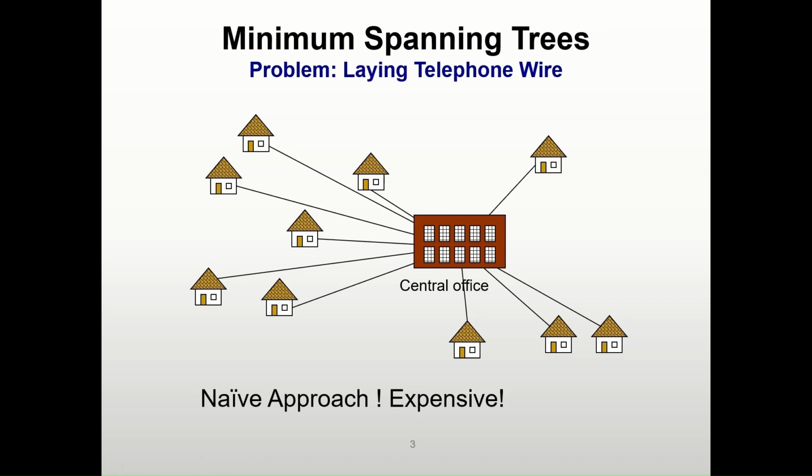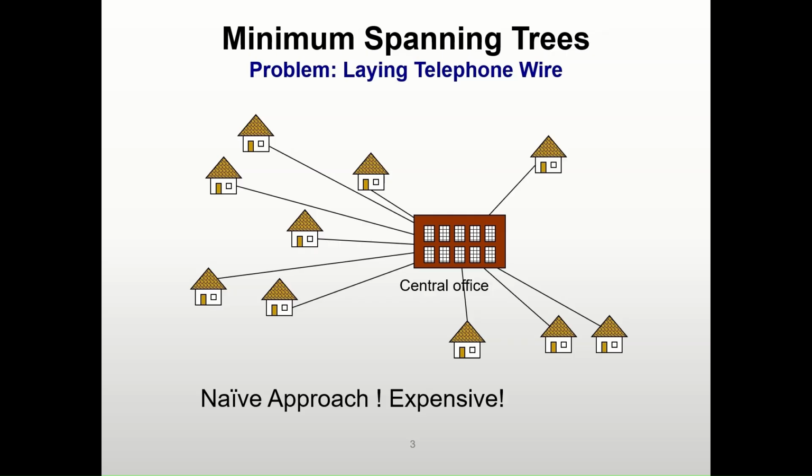First of all, I will talk about minimum spanning tree. Imagine we need to connect several houses to a central office using telephone wires. The simplest idea would be to connect every house directly to the central office. While this might work, it's a naive approach and very expensive. So we need a smarter way to minimize cost.